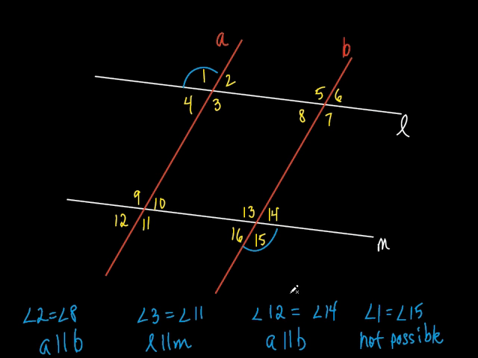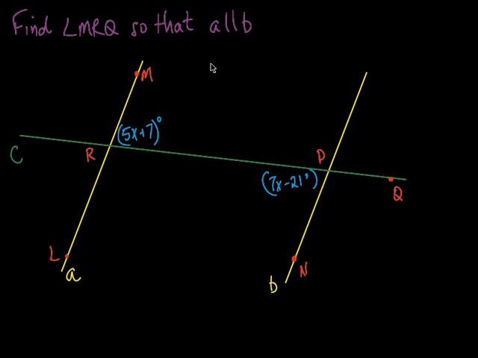And there you go. Let's do one more example. We got a couple minutes, and I think this would be helpful to you. Okay, here's the last one we're going to do. I promise this will be the last one. It says find angle MRQ. Let's find that. MRQ. That's this one right here. It's that angle right there. That's what we want to find so that A is parallel to B. This is line A. See the little A right there? That's line A. This is line B.